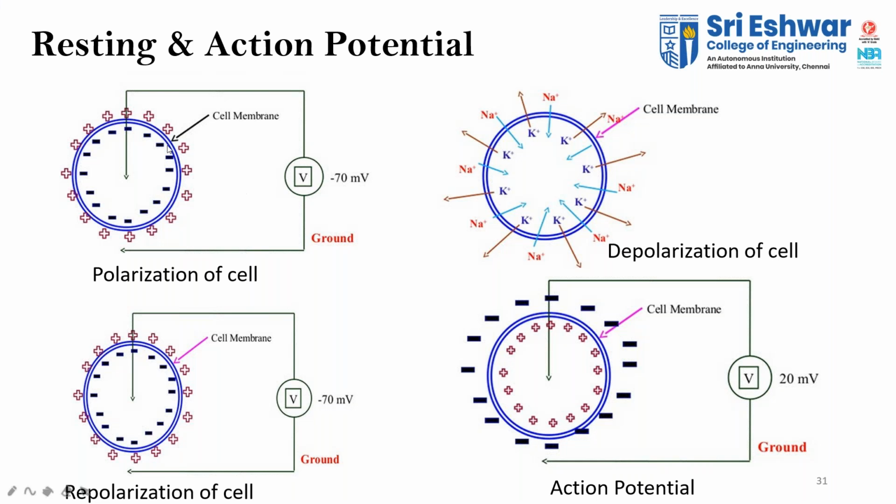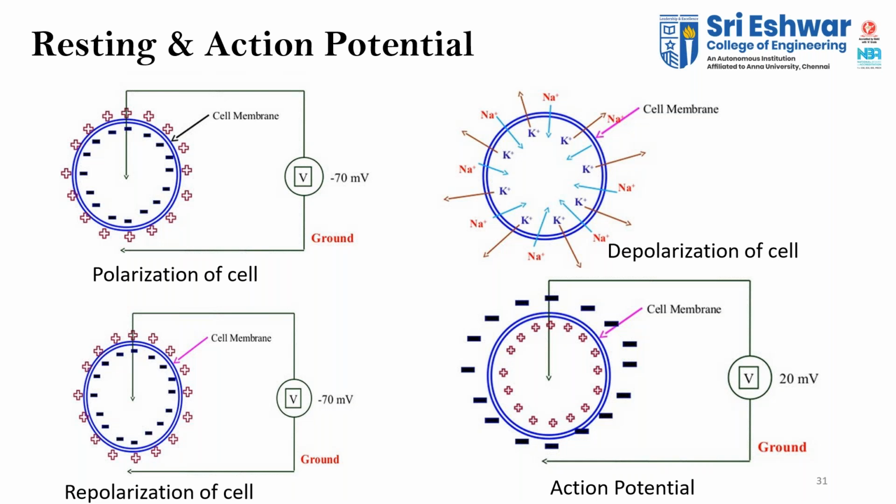Here you can see the negative particles are present inside the cell. In this diagram, you can see the negative charges are present outside of the cell membrane. So inside you have positive charges. The exchange of ions gives me a current: action potential, ionic current.